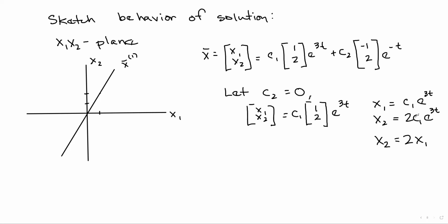And with parametric equations, they change over t. So if you have t increase, as t gets bigger, e to the 3t is going to get bigger, which is going to cause x1 and x2 to get bigger. And so what we can do is put arrows on here to represent the fact that as t changes, you're moving away from the origin.